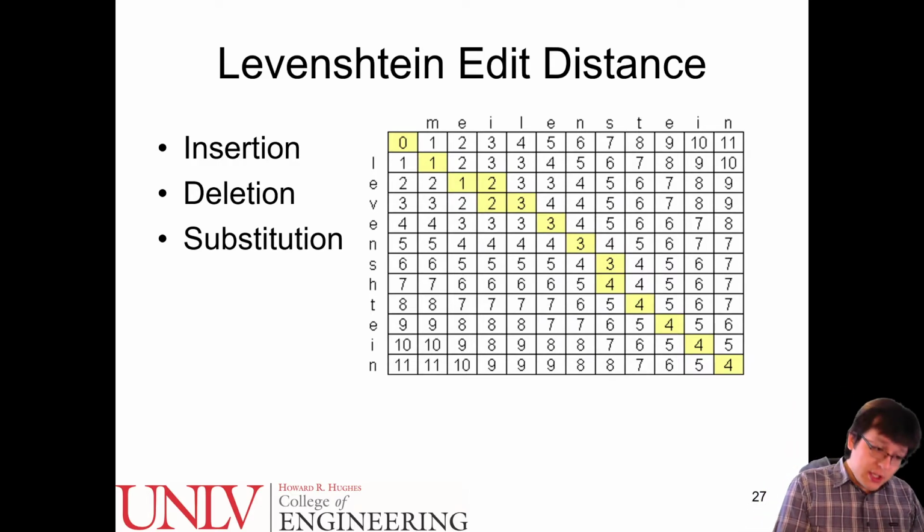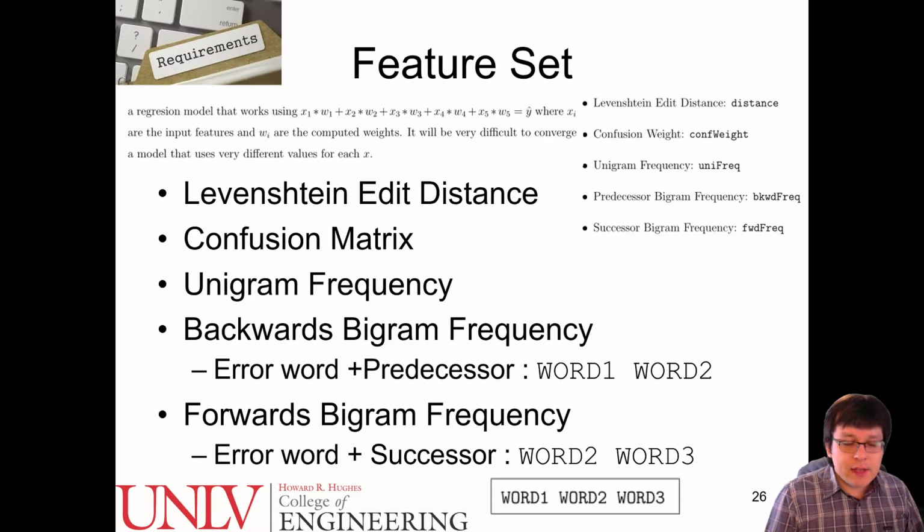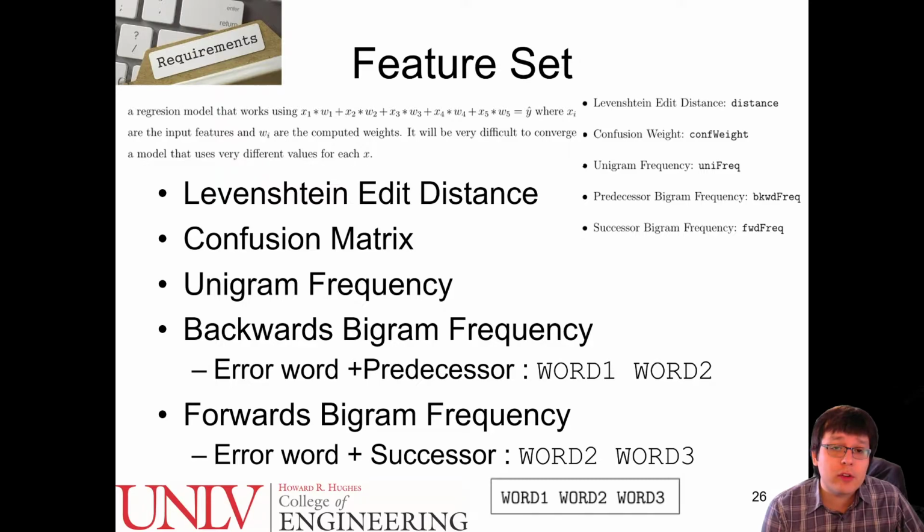What do we have to substitute? What do we have to insert, or what do we have to delete? That's a very useful value for us, because the higher the Levenshtein edit distance, the less similar the word is. The smaller the number, the more similar. Of course, two words that are identical have an edit distance of 0. So that's going to be the first feature that we're going to keep track of. Next, we're going to keep track of the confusion matrix.